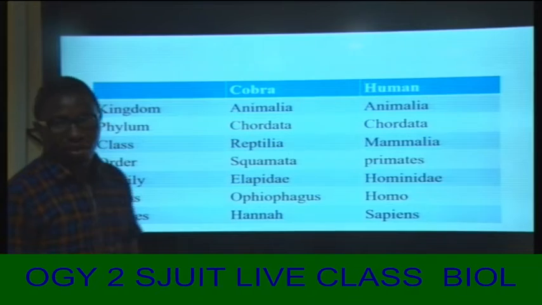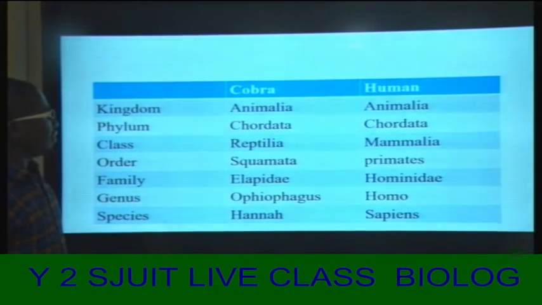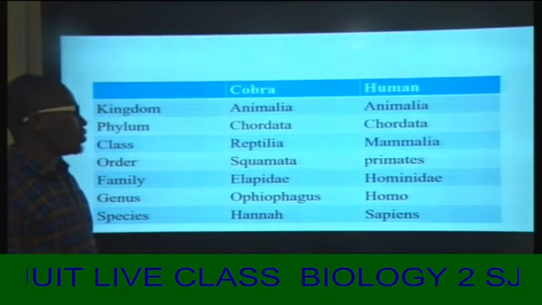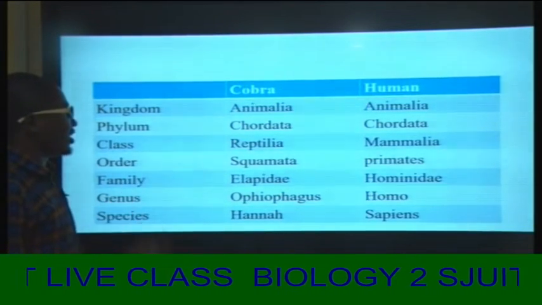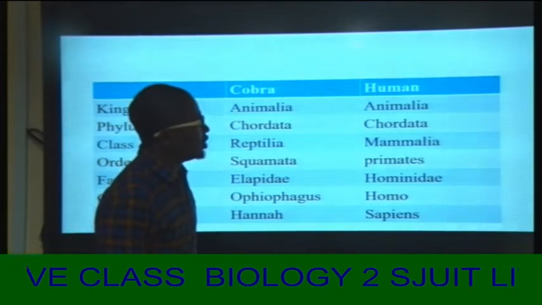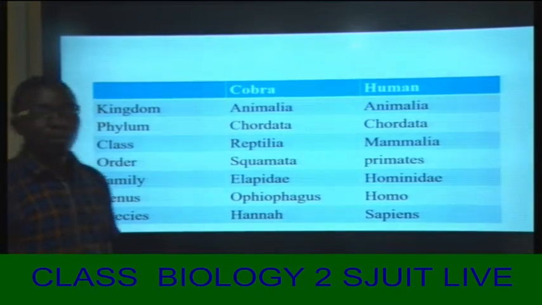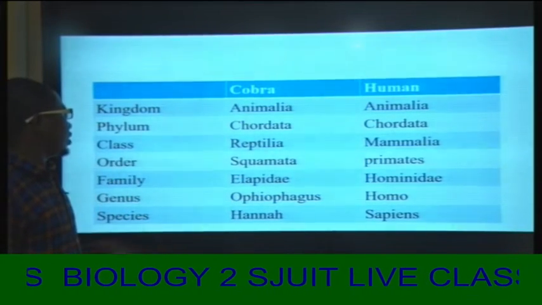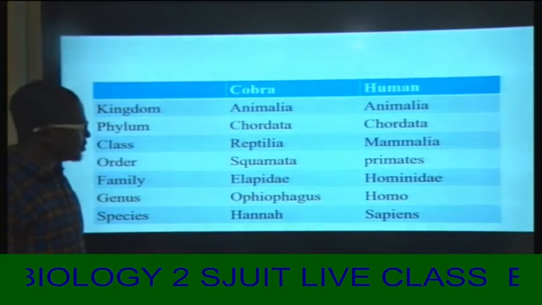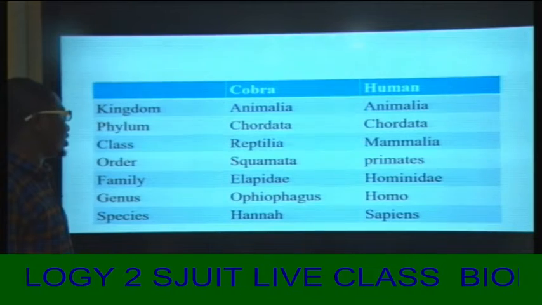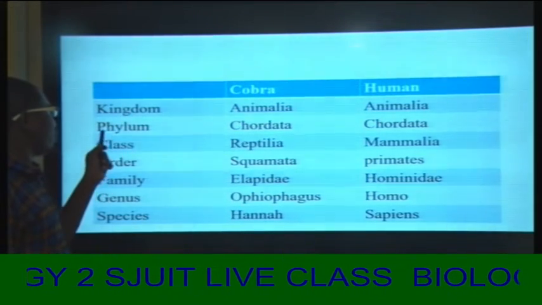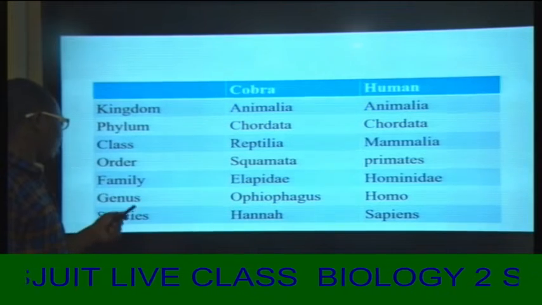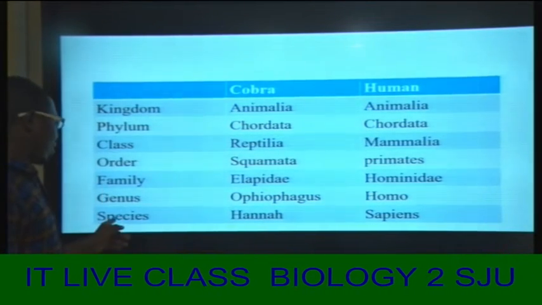Before stating the exact lowest taxon of human and the cobra, let us see the classification of cobra and the human to the species level. We normally have 7 ranks of classifying organisms. The highest taxon is kingdom, followed by phylum, class, order, family, genus, and the last is species.